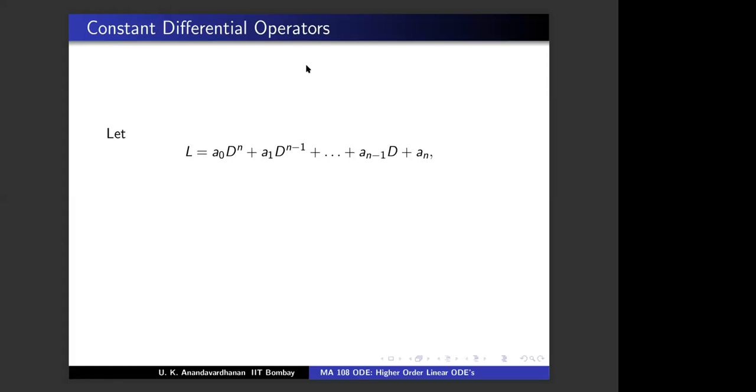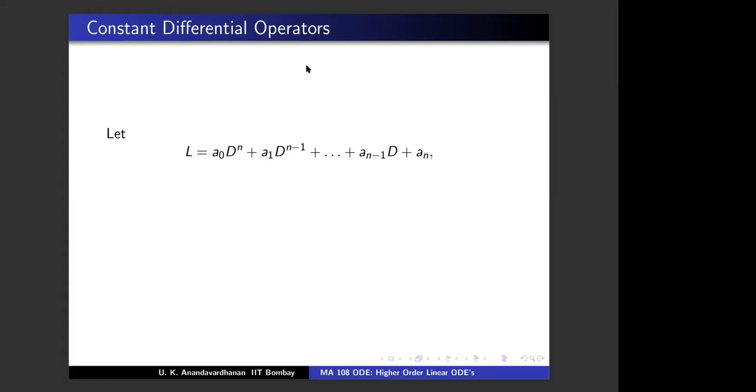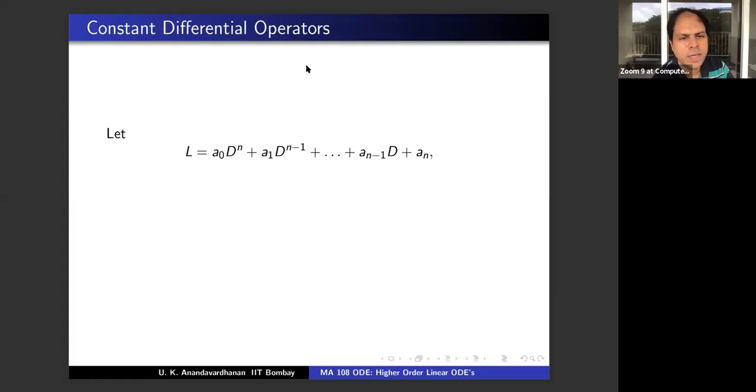3. And suppose you have 3 distinct roots for that characteristic polynomial. Can you write down the general solution? Suppose m1, m2, m3 are the distinct roots. Yes, sir. e^(m1 x), e^(m2 x), e^(m3 x).